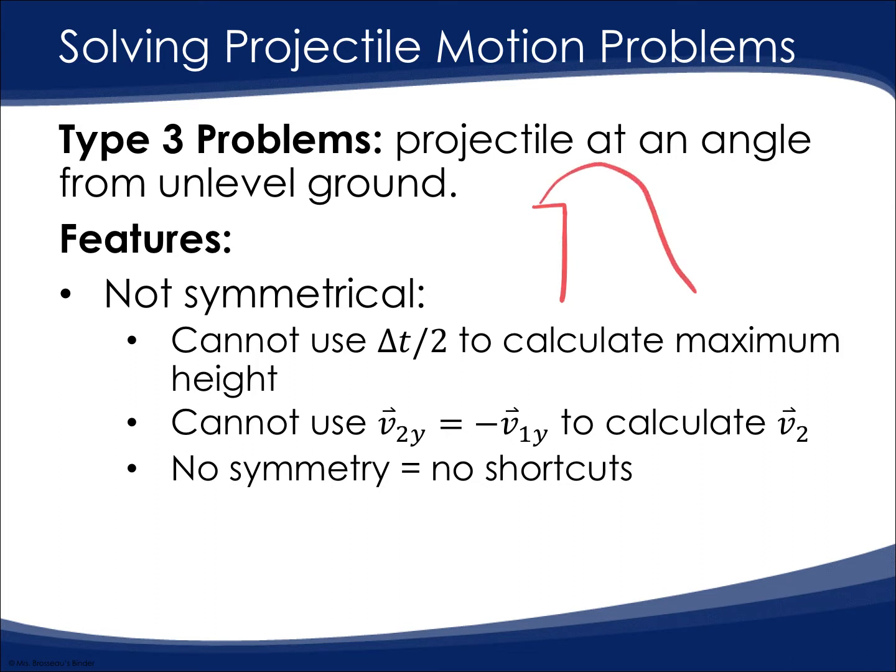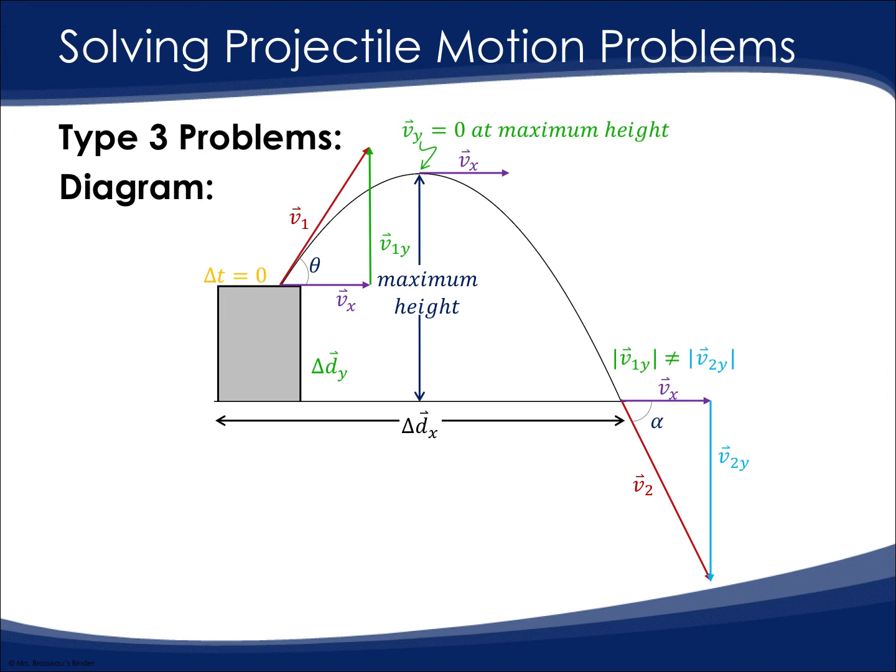So we can't use time divided by 2 to find the max height. We can't use that final is equal to initial. There's no symmetry, so there's really no shortcuts here. So it just means we've got a little bit more work to do. Right, so what we do know, though, is that at our max height, our vertical velocity is 0.